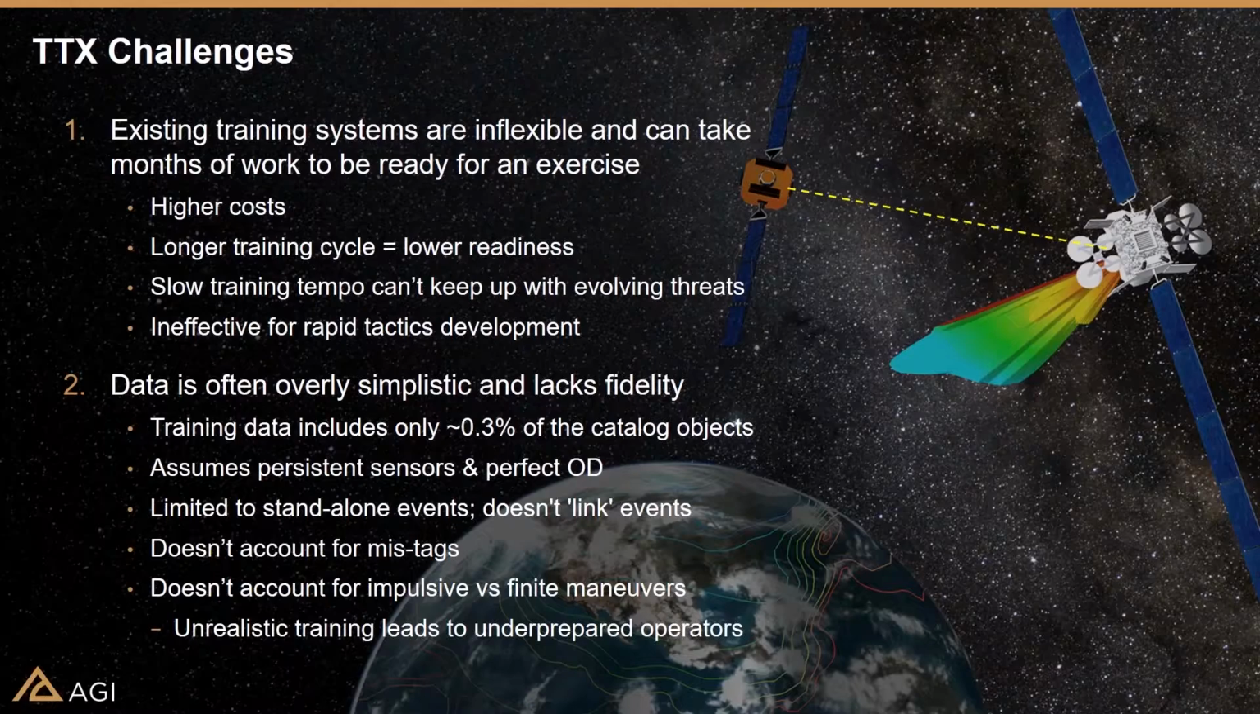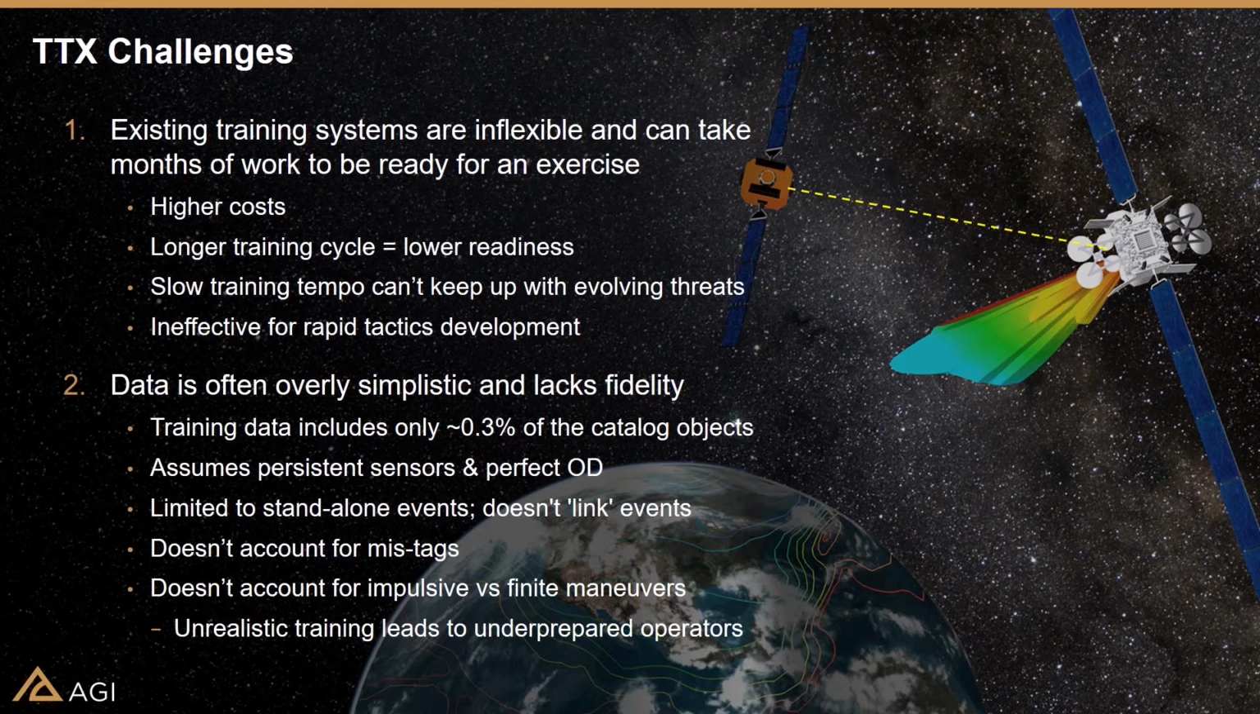A military cornerstone is train like you fight and fight like you train. And here at AGI, our former naval flight officers can attest that that is the way it's done in the air community. And they had the tools that they needed to do this. They trained in simulators that were functionally identical to the aircraft that they fought in. And this is where we need to get to in space. Based on our conversations across the market and with our customers, and based on the exercises we have supported, like Global Sentinel, we have identified two main challenges.